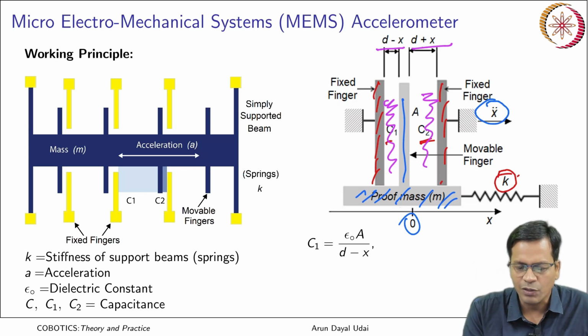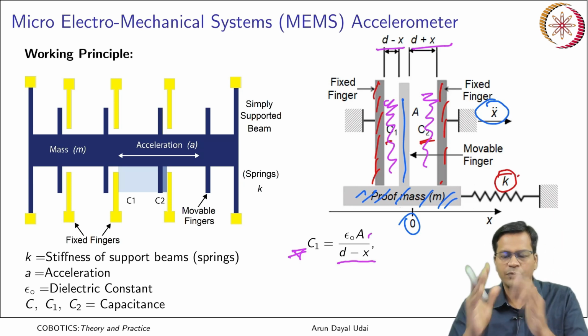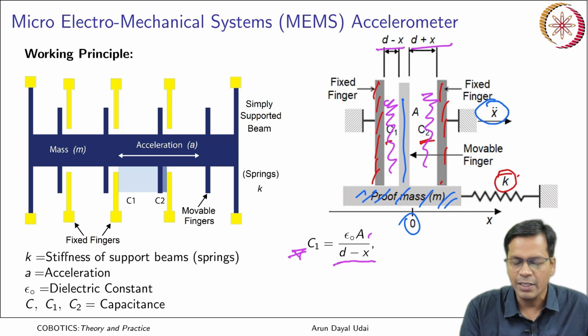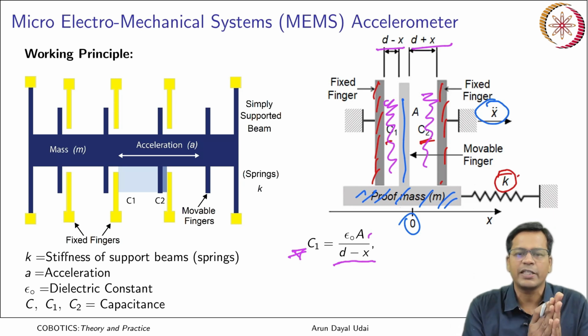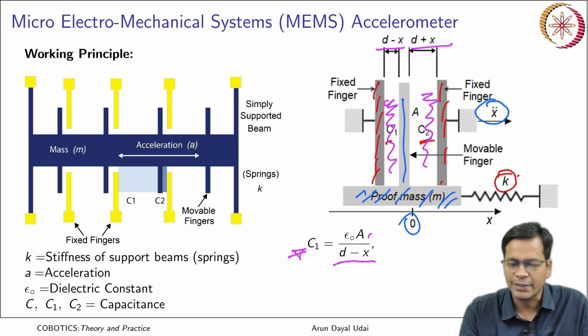So the capacitance on one side will become epsilon 0 A by d minus x. What is A? A is the area of those plates, d is the initial distance, x is the displacement because of this acceleration.